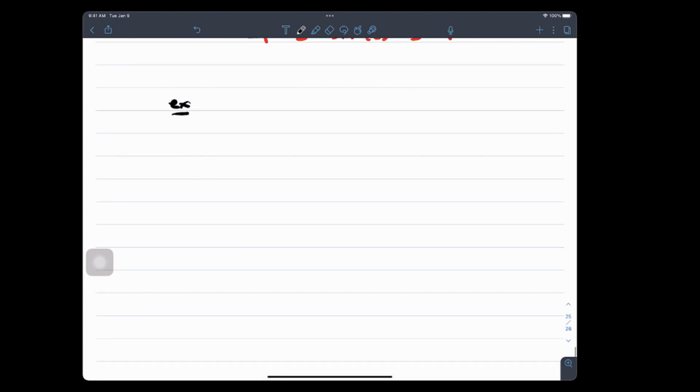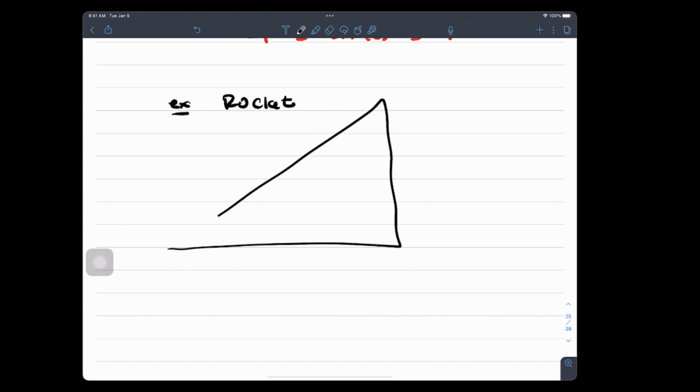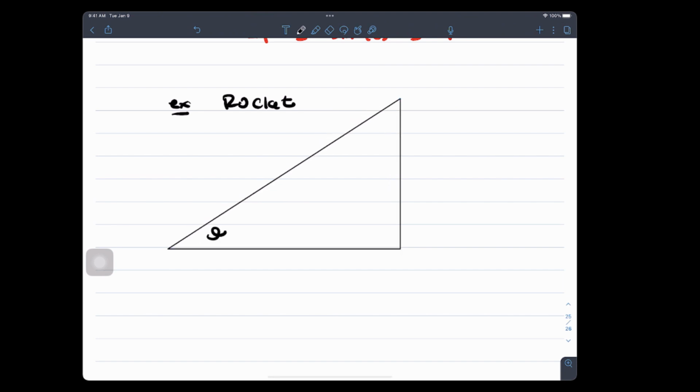Now, one of my all-time favorite questions is the rocket question. They can say the height of the space shuttle, the height of a rocket. You've got an angle of elevation here, and they're going to say this is 3 miles to the base of the launch. Now you have a rocket ship. That's my rocket, sorry. There's the rocket. And this is going to be your height.